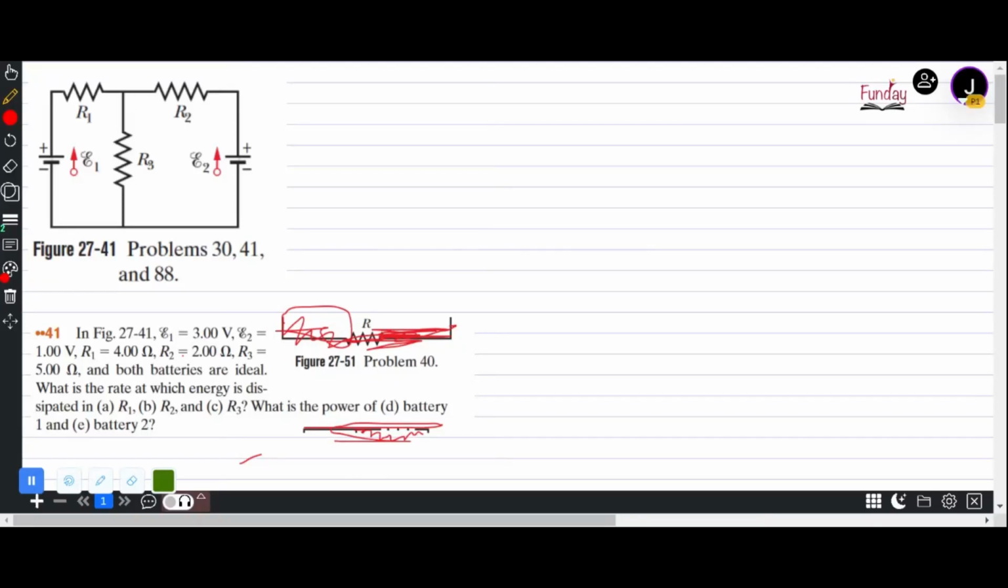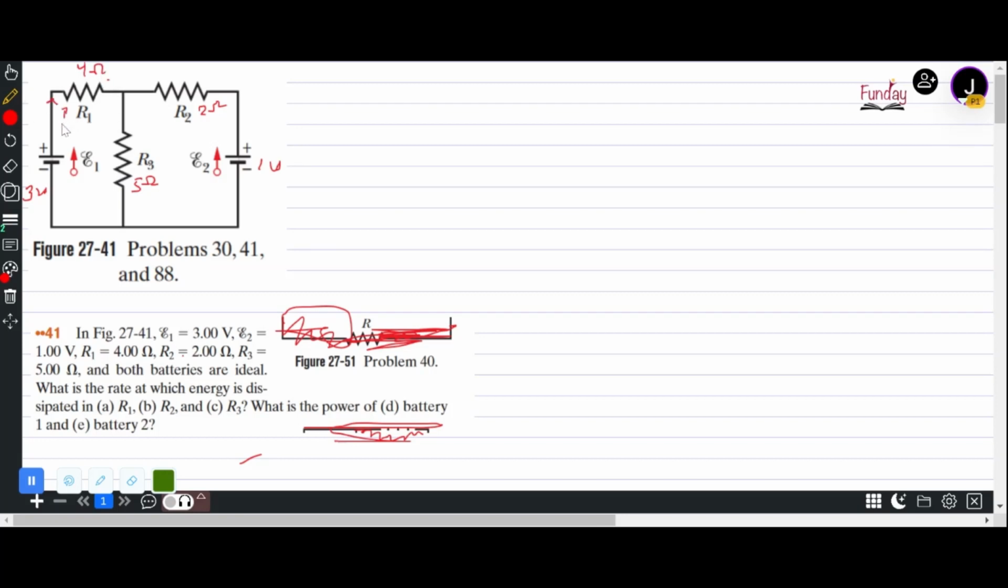Hi, this question is question number 41 from chapter 27, and we have this figure wherein we are seeing there are two batteries and then we have three resistors R1, R2, R3, and the question has given all the values. So we have R3 resistor of 5 ohm, R2 of 2 ohm, E2 of 1 volt, E1 of 3 volts, and R1 of 4 ohm.